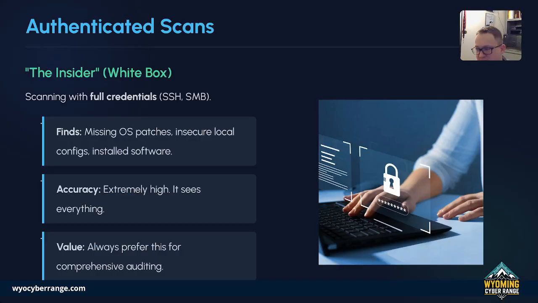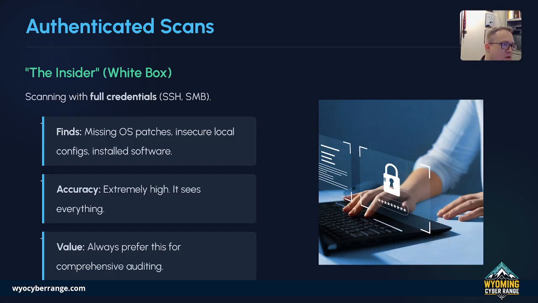On the flip side, we have authenticated scans. This is the insider, or the white box approach. Here we're going to give our scanner full credentials like SSH keys for Linux, or maybe SMB credentials for Windows. And this is going to allow the scanner to log in and look at the file system directly. If it finds missing OS patches, insecure configurations, and installed software that's not visible from the outside, then we can finally see everything. The accuracy is high. For a comprehensive audit, we are always going to try to prefer an authenticated scan.